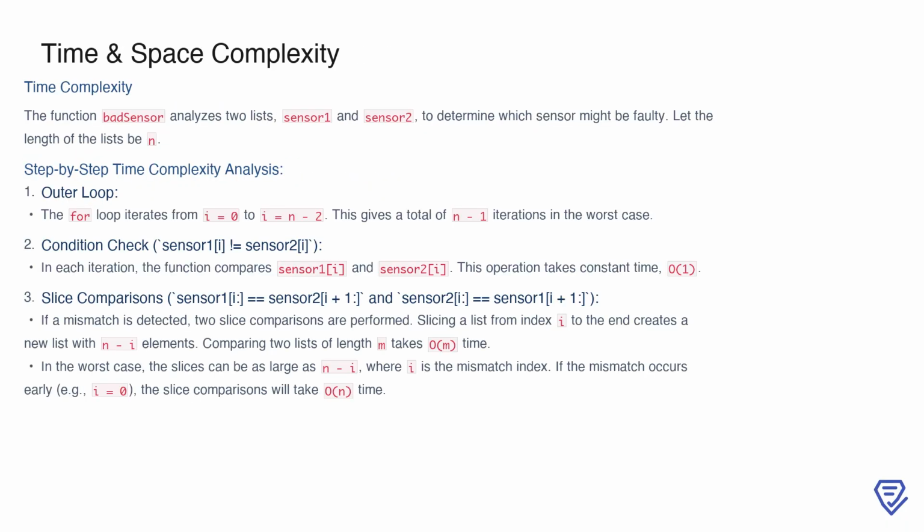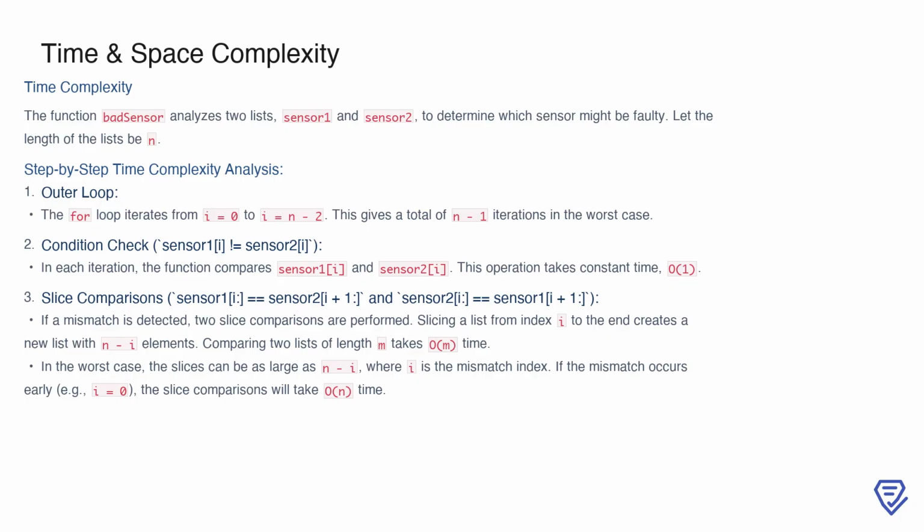To analyze the time complexity of the bad sensor function, let's break it down step by step. The function processes two lists, sensor 1 and sensor 2, of length n. The key operation here is the for loop, which iterates from i equals 0 to i equals n-2. In the worst case, this means the loop runs n-1 times. For each iteration, the function first checks if sensor1[i] is not equal to sensor2[i]. This condition check is a simple comparison and takes constant time, or O(1).